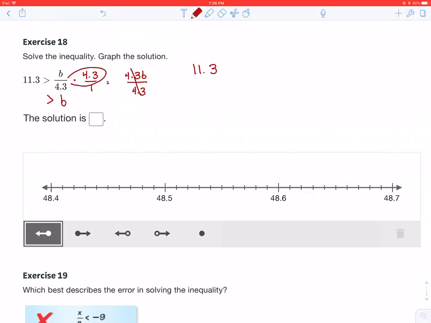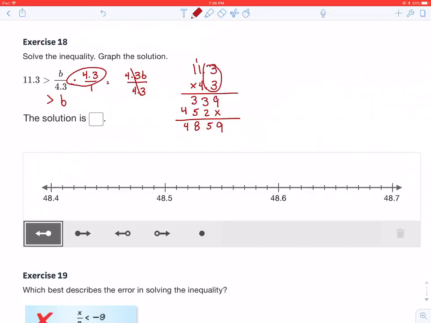And then now I need to determine what is 11 and 3/10 times 4 and 3/10, just like I did to the right side. Well, I'm going to multiply this out as if it was just regular multiplication. So 113 times 43, that's going to be 933. Skip a spot. 4 times 3 is 12. Bring the 1 up. 4 times 1 is 4, plus 1 is 5. 4 times 1 is 4. Add your numbers together.